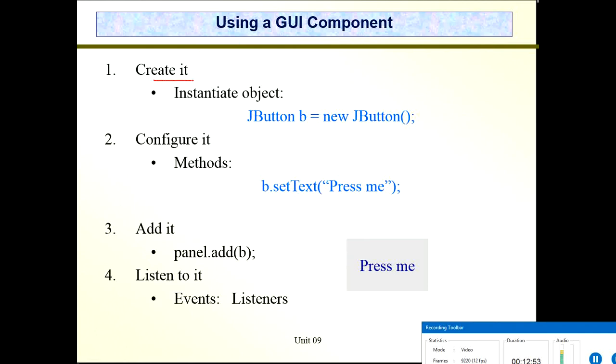How to create it? You make an object of that class. For example, for the button, you make an object, and configure it, you just use the methods related to that component, like set text, get text, or set title. These are some of the caption. Then you add it. To add to the panel, we use the add method. Anyways, when we create the full program, you will come to know. Then you have the listener objects.